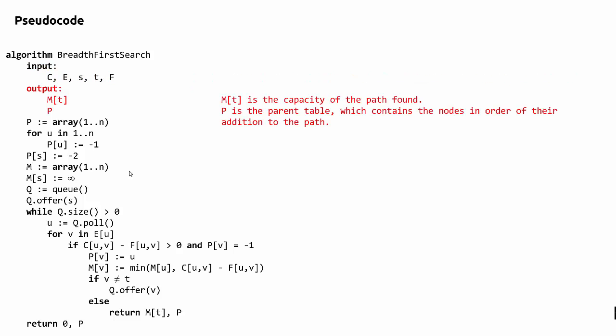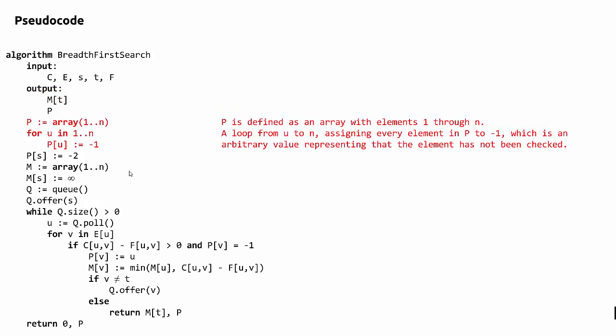MT is the capacity of the path found, and the value in the square brackets is the last node in the path, so in this case T being the sink, it's the maximum flow to the sink from the source, obviously. And P is a parent table which contains the nodes in order of their addition to the path. So you initialize this array, you set all the values to -1, which is completely arbitrary, it can be anything, it just shows you've checked them.